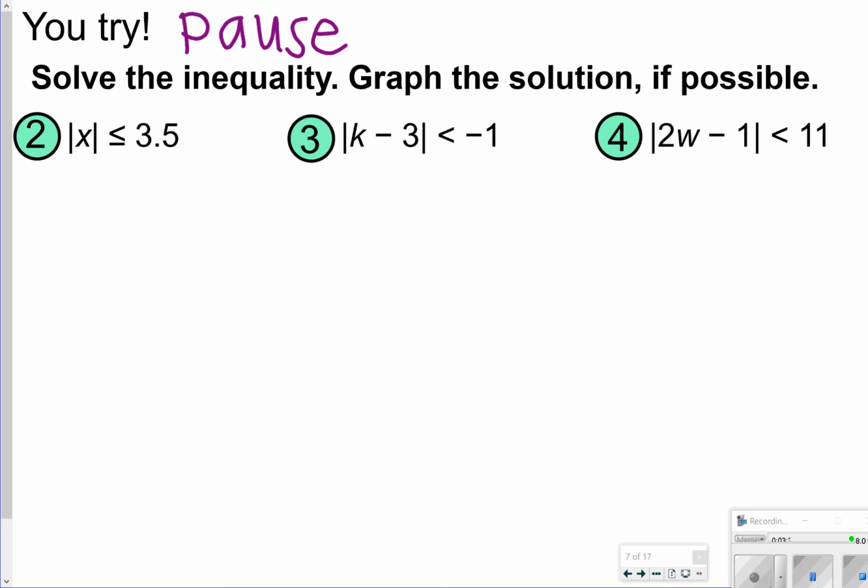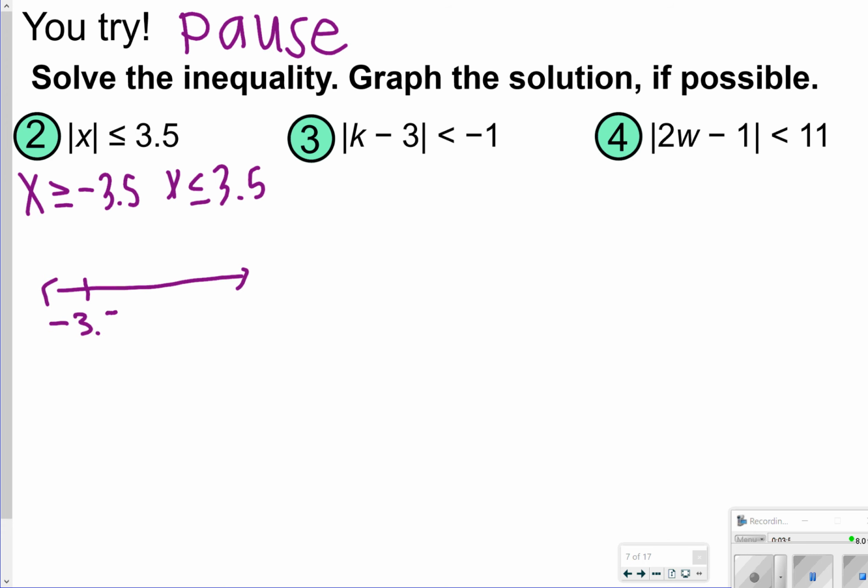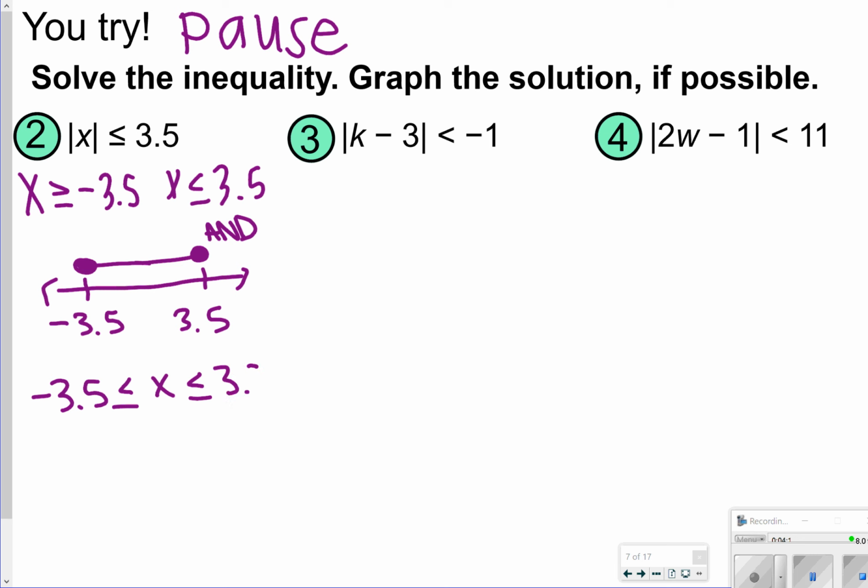So for number 2, we will have x is greater than or equal to negative 3.5. Again, switching that first one. And then the second one is still the same. X is less than or equal to 3.5. They're already solved for us, so what we're going to do is just graph it. So we're going to start with negative 3.5 and see if it's an and, see if they overlap. So I'll have a closed circle for negative 3.5 going right, and positive 3.5 closed circle going left, so they do overlap. This will be an and. So negative 3.5 is less than or equal to x, which is less than or equal to 3.5.